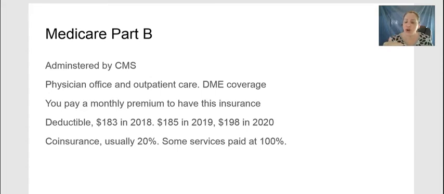There is also a coinsurance. Once the patient has met that deductible, the patient would then pay 20% coinsurance on all their services. However, there are some services that are covered at 100%. We'll talk about that when we get into the chapter.